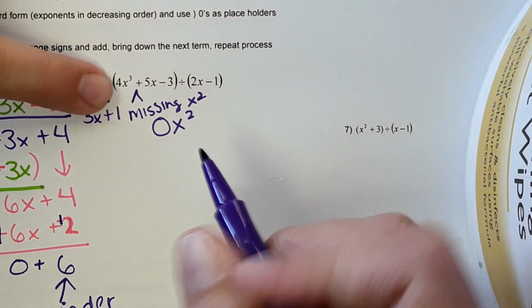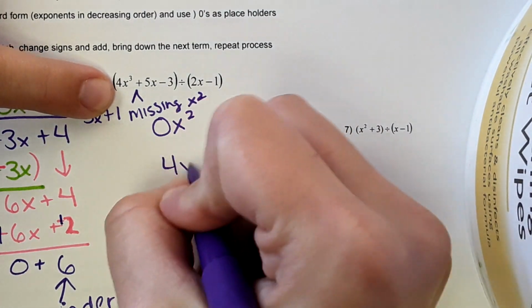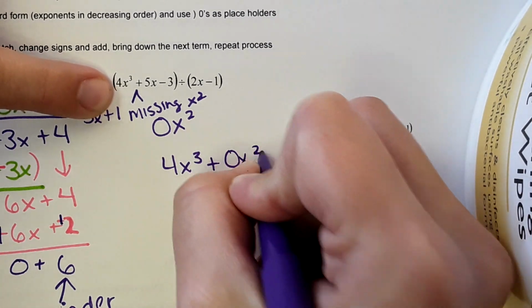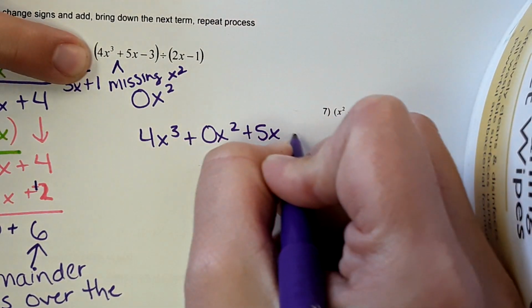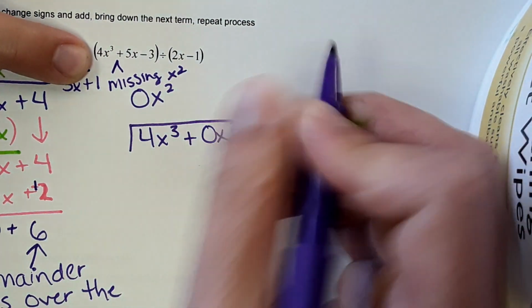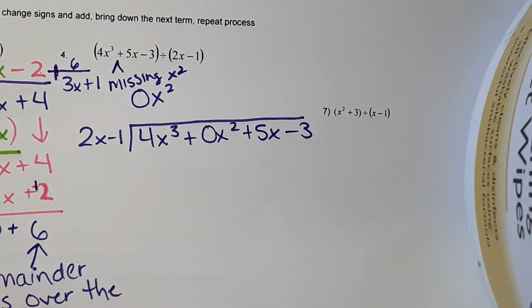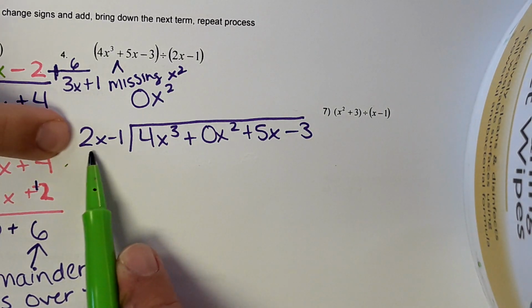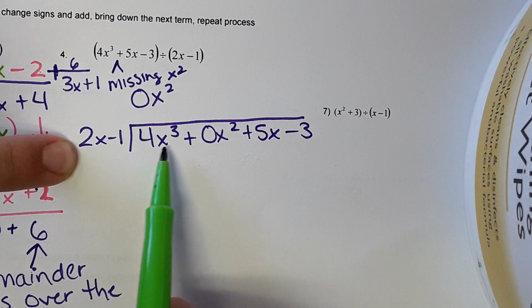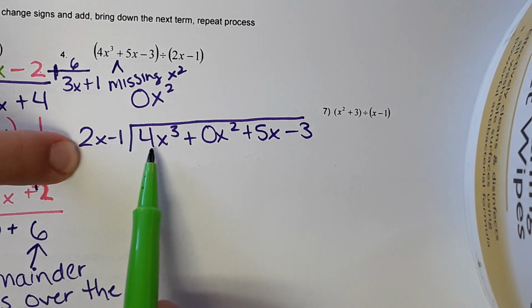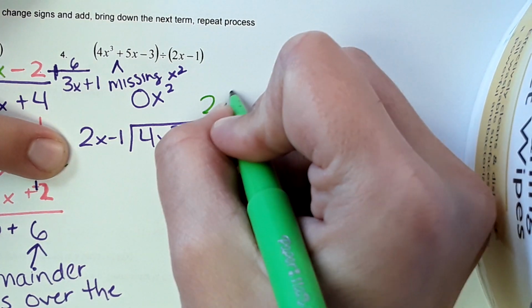So when we write it out to put it in the house, we're going to just put that in there. So we got 4x cubed plus 0x squared plus 5x minus 3. And the divisor goes out here. Okay, so at this point, we're just looking for something to multiply 2x by to get 4x cubed. That would be 2x squared. So I'll put 2x squared right here.